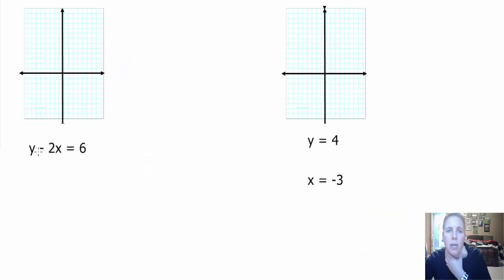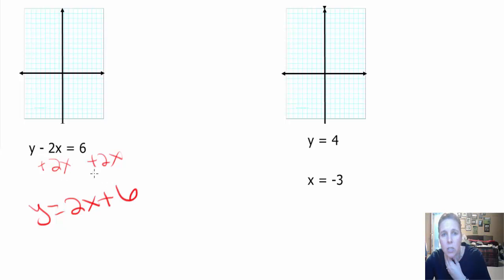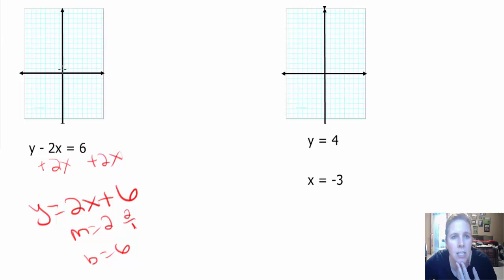Okay, so on this one, again, we need to solve for y. This one only has one step, though. We want y by itself, so we add 2x. Y equals 2x plus 6. If this had been a positive 2x and we were subtracting 2x, then this would be a negative 2x right here. So our slope is 2. Our y-intercept is 6. This is really 2 over 1.